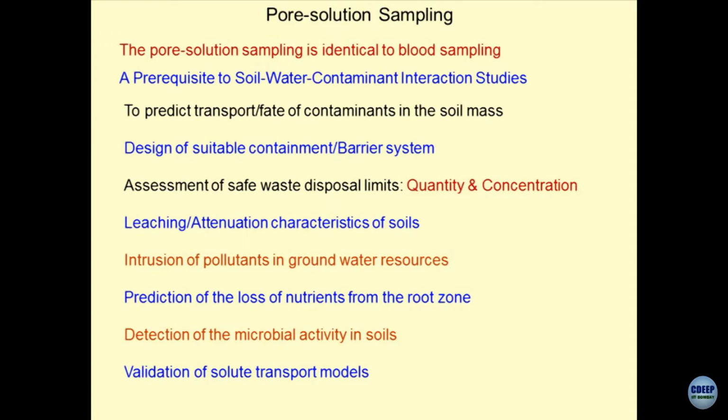So, we discussed some time back the containment system and the barrier systems. The best would have been to contain things by designing good barriers in the soil mass, so that the contaminant does not spread into the entire geomaterial or the porous media. So, this is where pore solution sampling can help you in understanding whether the containment and the barrier systems which have been designed or installed are functioning all right or not.